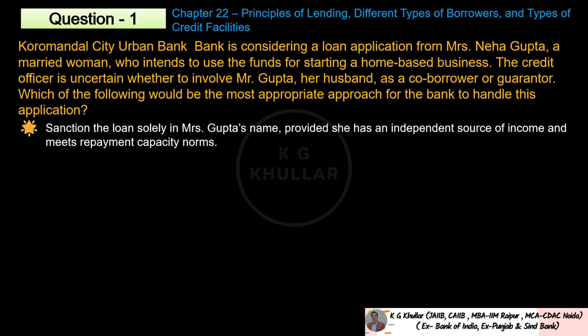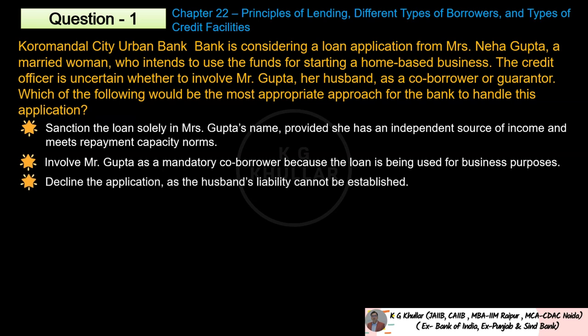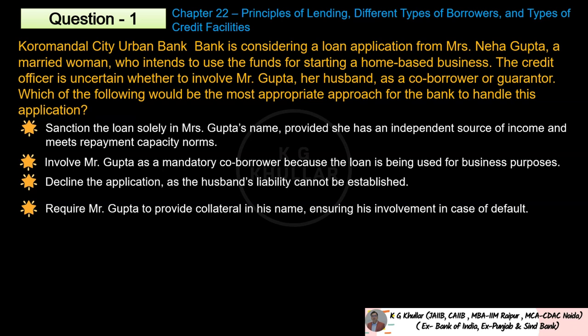Which of the following would be most appropriate approach for the bank to handle this application? And the options given are these. The first option is sanction the loan solely in Mrs. Neha Gupta's name, provided she has an independent source of income and meets repayment capacity norms. Then second option B is involve Mr. Gupta as mandatory co-borrower because the loan is being used for business purposes. Then third option C is decline the application as the husband's liability cannot be established. And last option D is require Mr. Gupta to provide collateral in his name, ensuring his involvement in case of default.